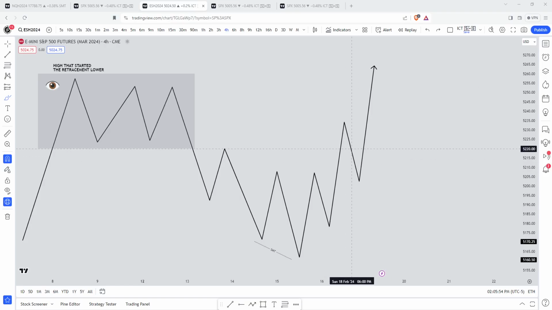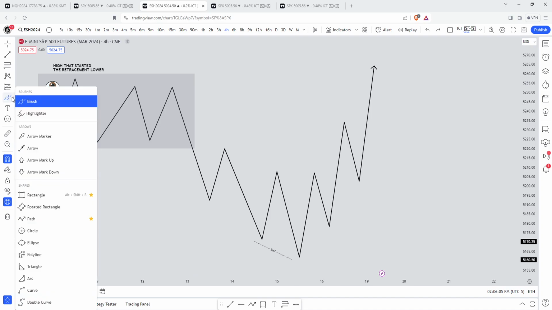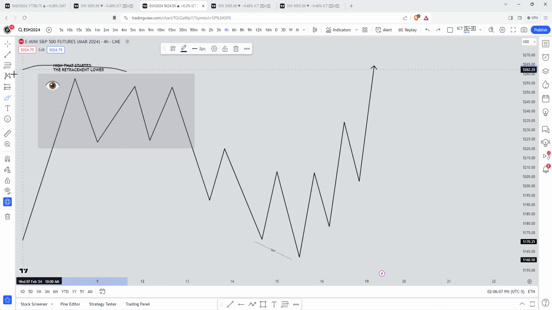Hello everyone, I'll be talking about the ICT Market Maker buy model in this video. We'll first discuss the basics and then I'll dive into some gems a little bit later in the video.